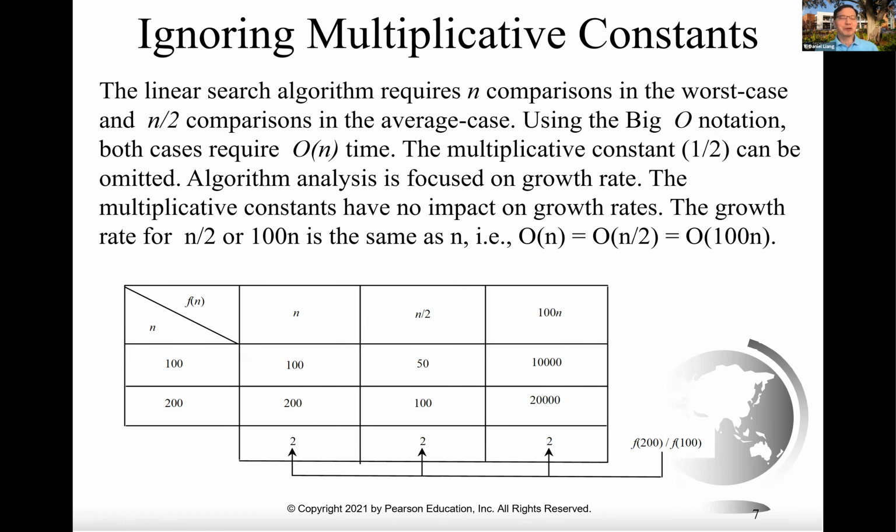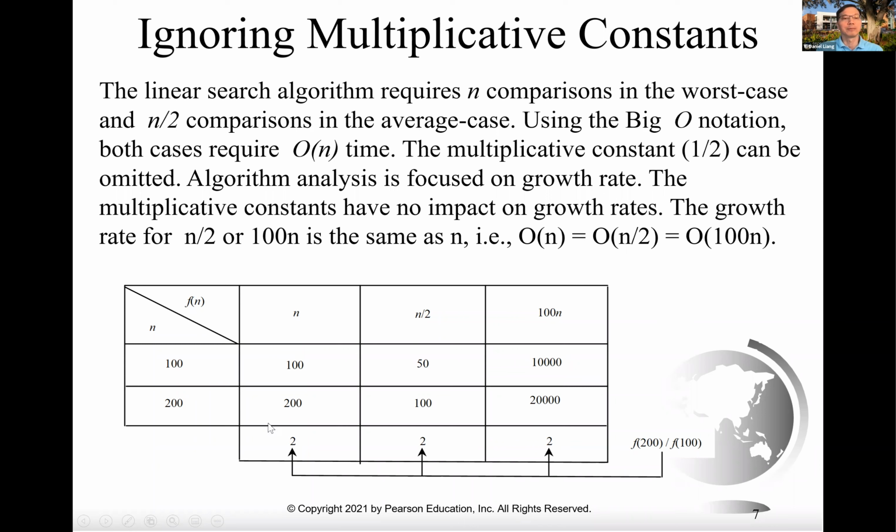Now, the big O notation can really be simplified. Let's look at how. You can ignore multiplicative constants. Let's say we have order of n, order of n divided by 2, and order of 100 times n. All of these are the same as order of n, because remember that we focus on the growth rate. The growth rate is the same whether it's n divided by 2 or 100n.